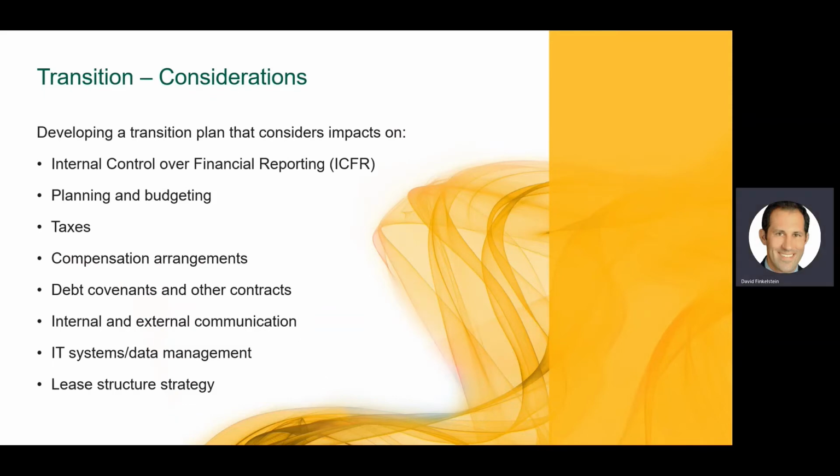So in your transition stage, there are certain considerations that you need to make, and that is basically working on developing a transition plan that considers your impacts on your internal control over financial reporting, your internal budgeting and planning process, potential impacts on taxes, if there are any compensation arrangements that the recording of these leases may impact, as well as if there's an impact on your debt covenants or other potential contracts, how you may be communicating internally or externally relating to leases or your financial position that could be affected by 842. Also if you need to develop additional IT systems and data management over the adoption of 842 and potential impacts there, as well as looking at lease structure strategies for future leases to determine how you might want to structure them going forward for new leases as it relates to 842 and the required disclosures and capitalization as necessary.